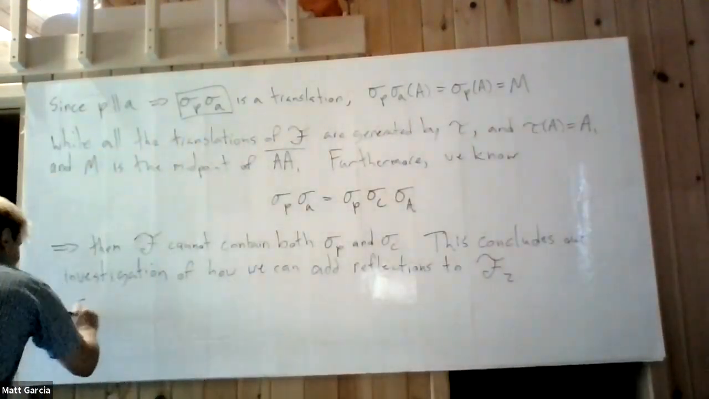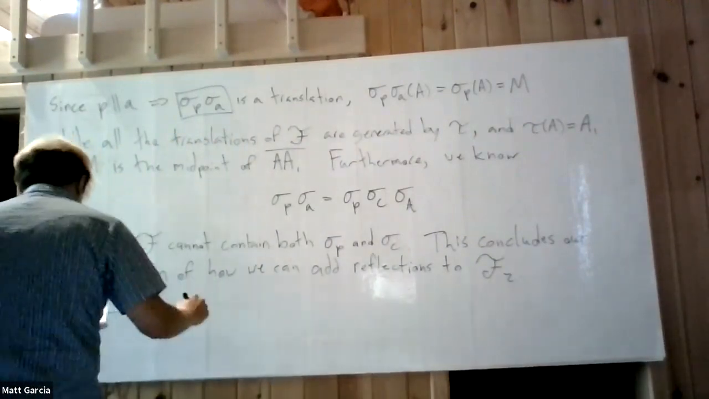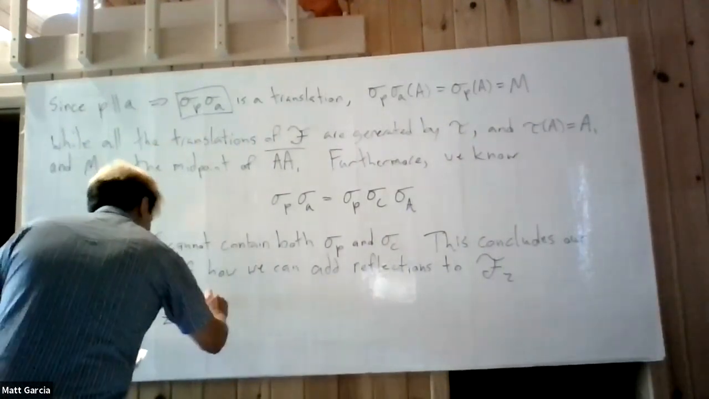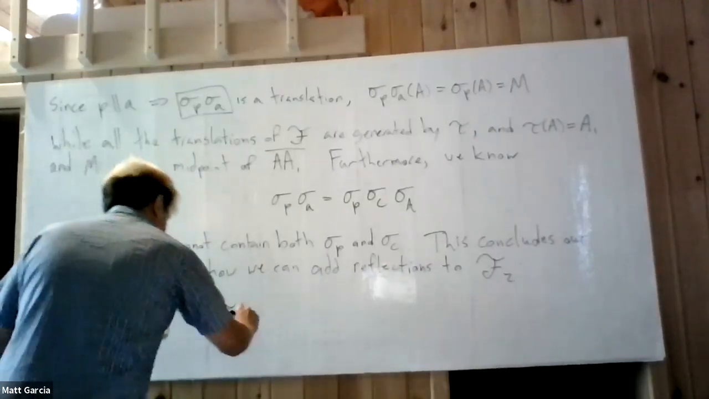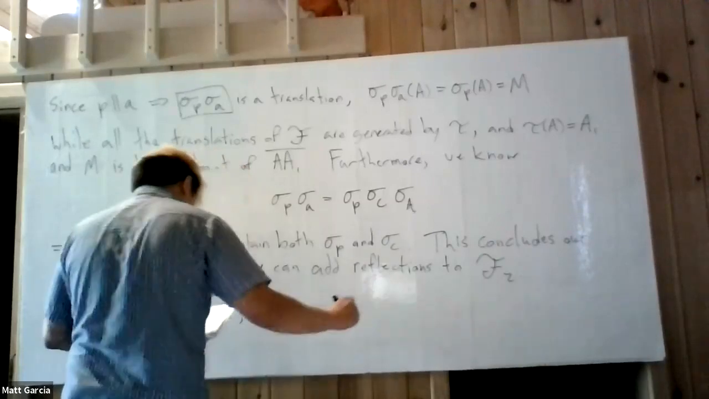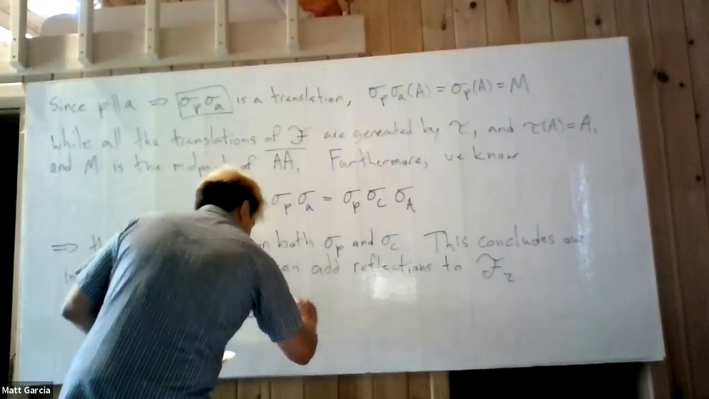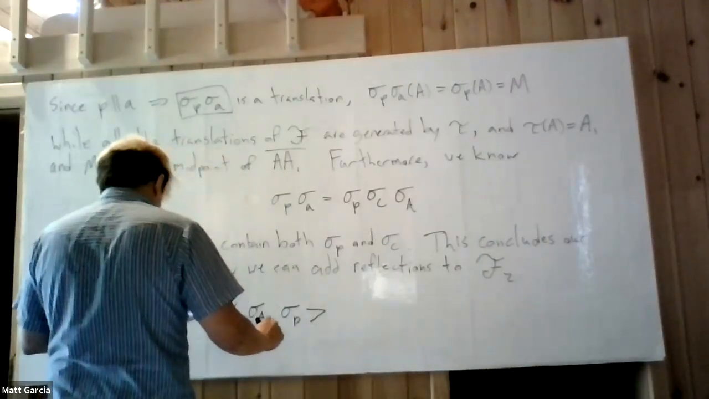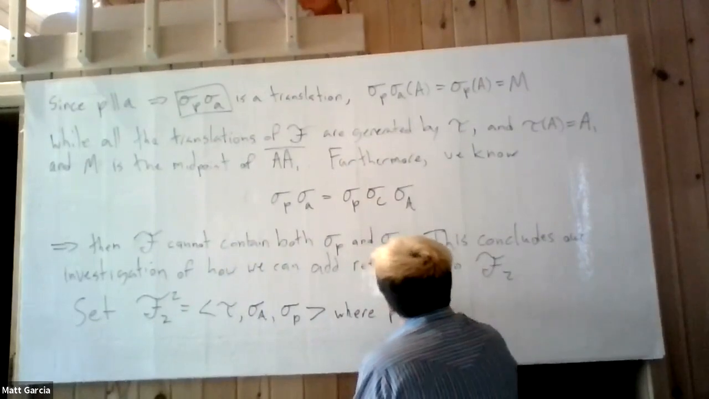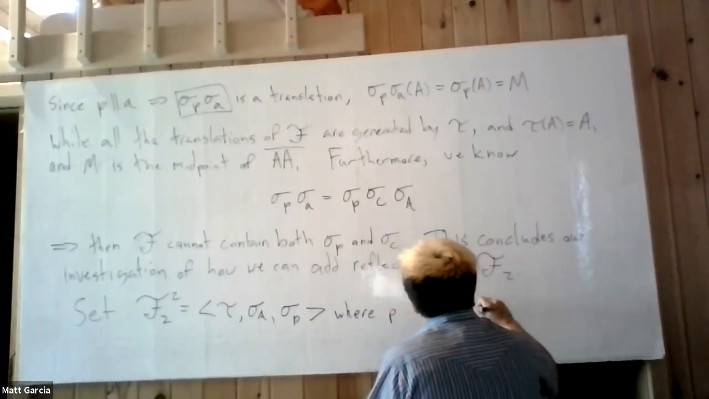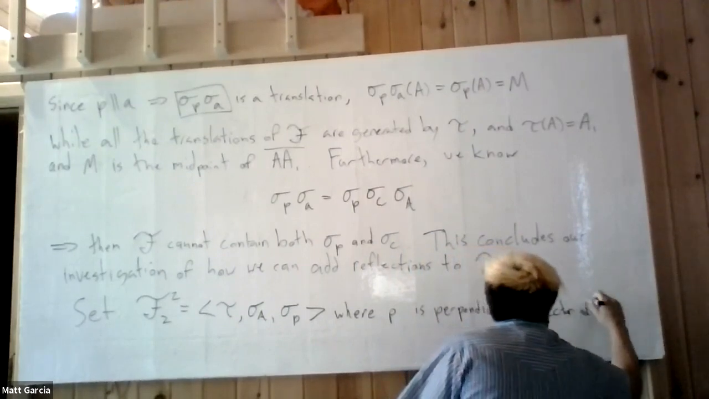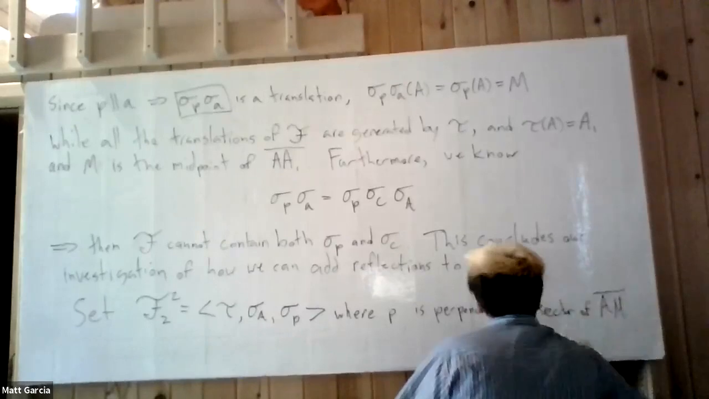Let's simply set F22 equal to the group generated by tau, some translation, the half turn at A, and reflection in the line little p, where little p is the perpendicular bisector of AM.